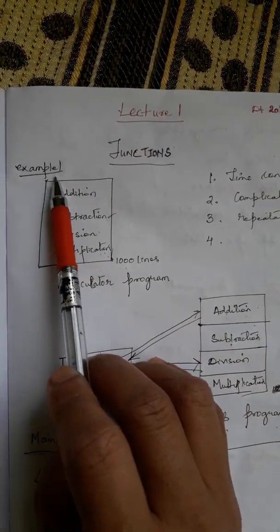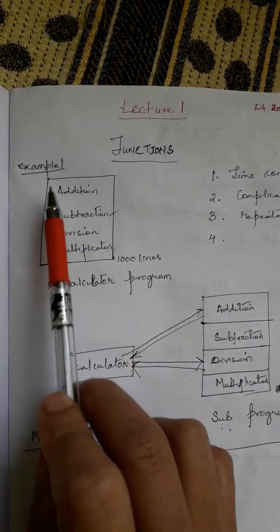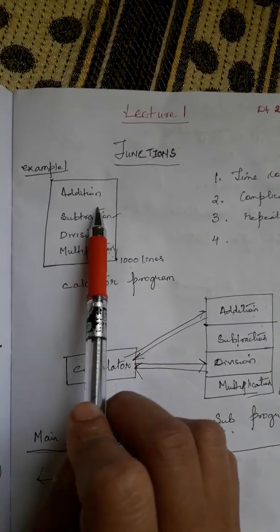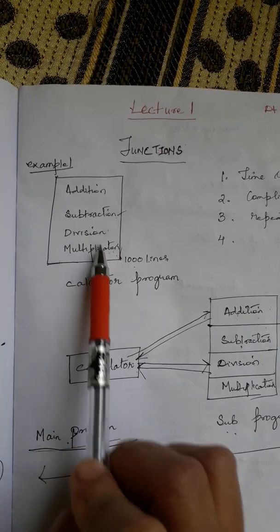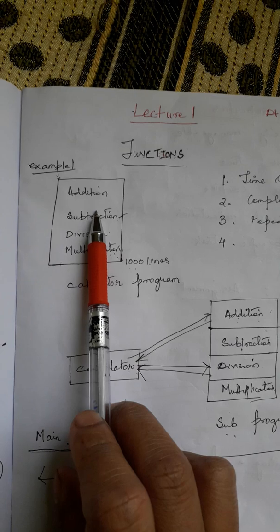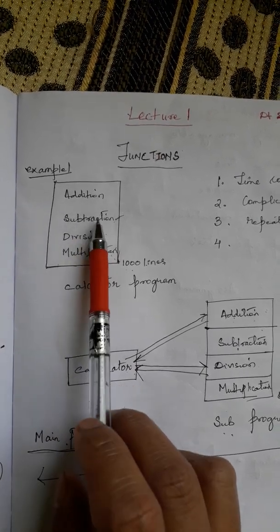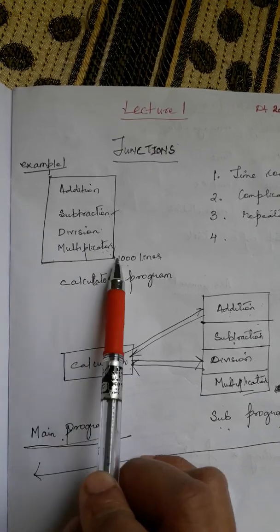In this example, what we are doing is a calculator program. These are the lines of code that you'll be writing inside the program in order to perform the operations of a calculator. In this code, we have taken the four basic functions of a calculator, which are addition, subtraction, division, and multiplication.